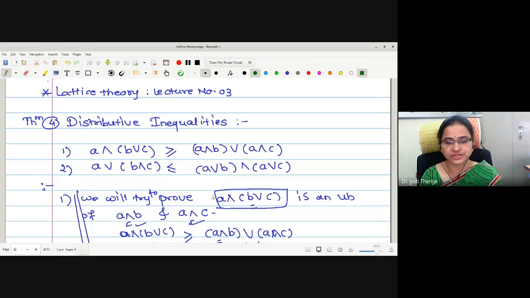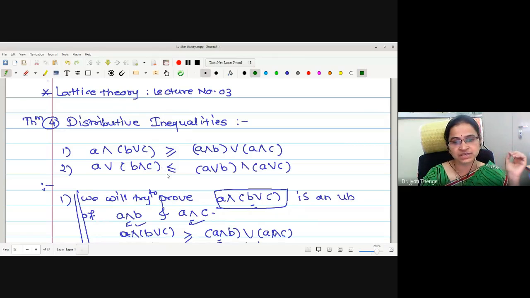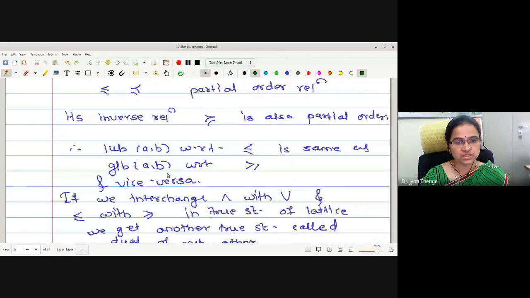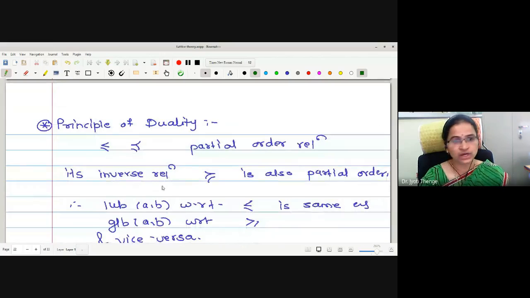This was the fourth lecture we are conducting today. We will just have a look at what we have taken in the last lecture. In the last lecture, we have studied the distributive inequalities in lattice theory. Actually, in group theory and others, we have seen these are strict equalities. But in lattice theory, the distributive property is given by inequality. We have seen the proof of how this distributive inequality is proved.